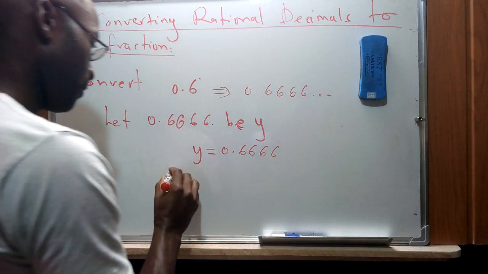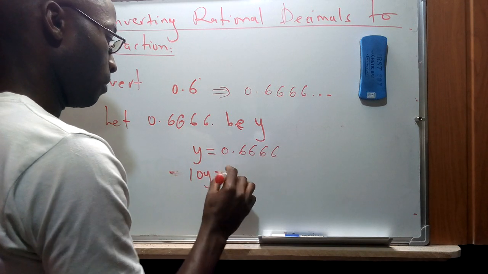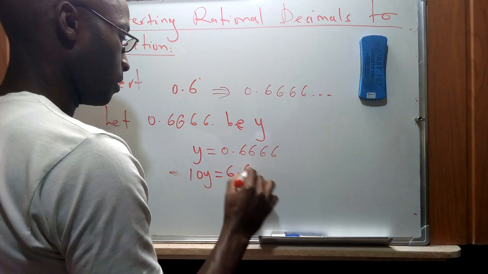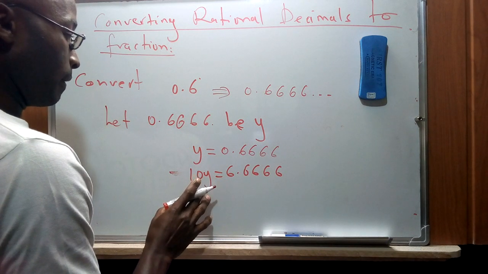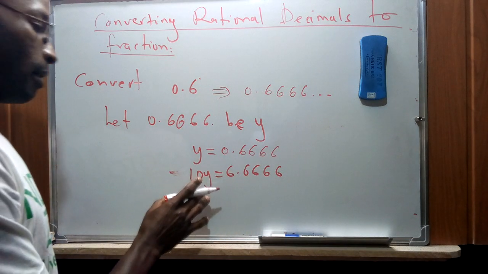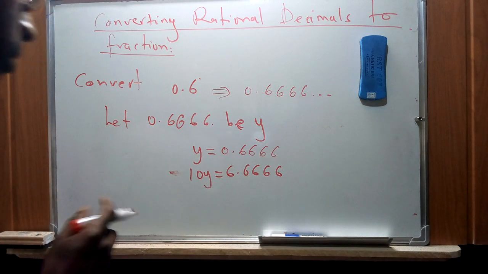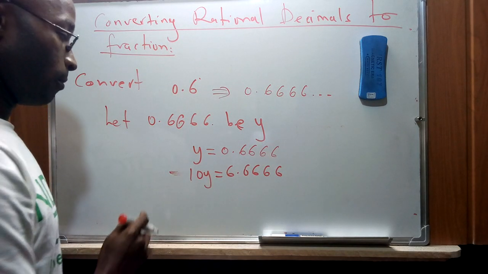So we shall have 10y equal to 6.6666... This is similar to the first one, because if you multiply a known figure by a scalar and do the same to both sides, we're going to return the value for that number.